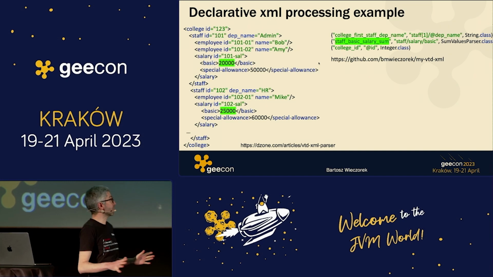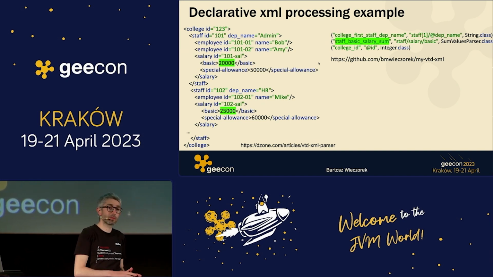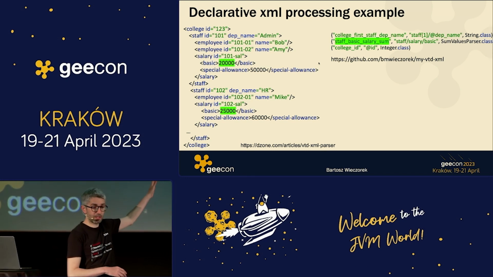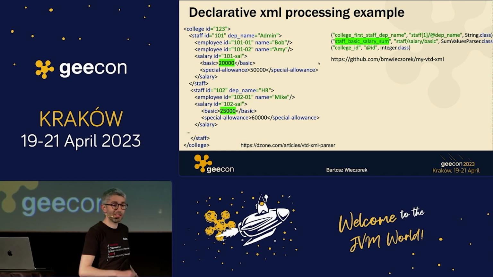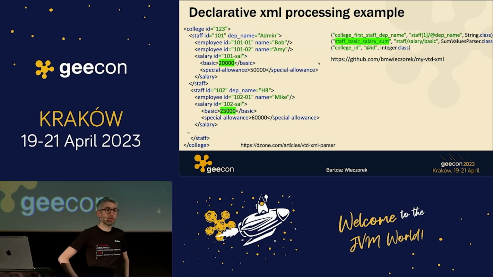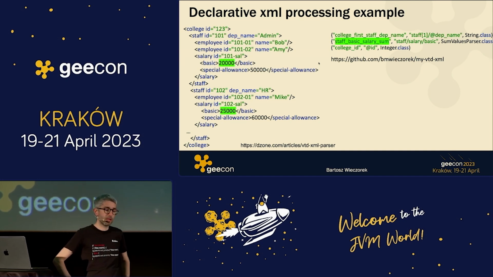A different use case. We are getting closer to what we have in our final production project. We are not processing the college data. We are in the travel industry. But this is the example from the D-Zone about the VTD XML parser. This is the parser that we use for parsing XMLs.